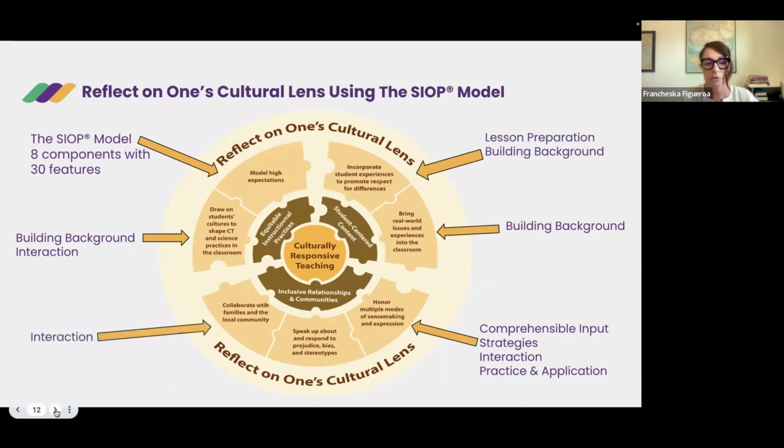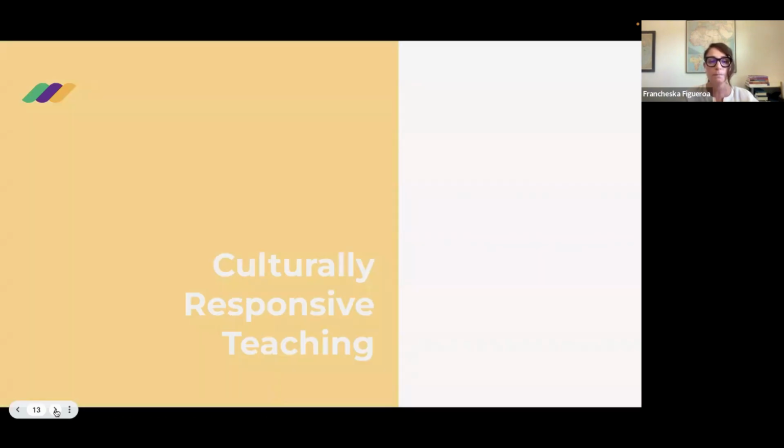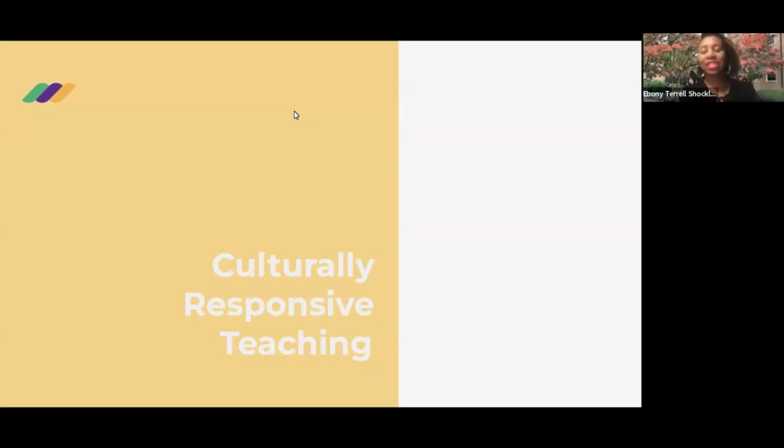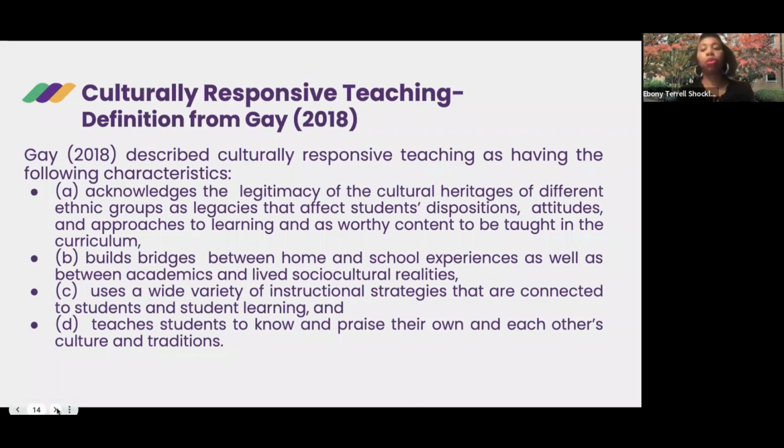Again, I thought of the 4th feature of interaction: speak up about and respond to prejudice, bias, and stereotypes. I would say the SIOP model. If I am a SIOP-modeled teacher and I'm using the 8 components and 30 features, then I am a culturally and linguistically responsive teacher. Ebony? Thanks, Francheska. So culturally responsive teaching aligns very well with the Sheltered Instruction Observation Protocol.